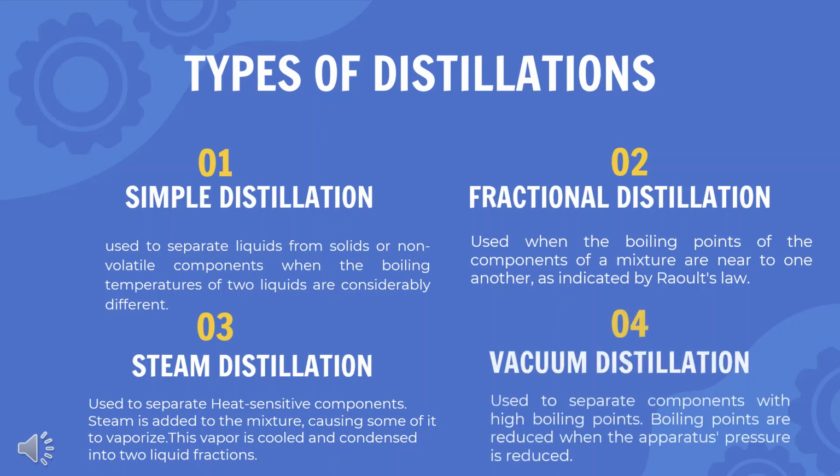And the last one is vacuum distillation, used to separate components with a higher boiling point. Boiling points are reduced when the apparatus pressure is reduced, that is the environment pressure. The method is used to obtain high purity samples of compounds that decompose at high temperature.